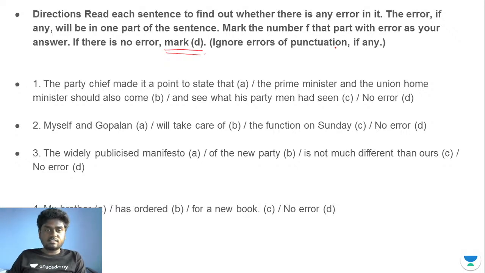So guys, let's try this. The very first question: The party chief made it a point to state that the prime minister and the union home minister should also come and see what his party men had seen. So this is your very first question. Come on, try to see which part has an error in this. Come on, guys.